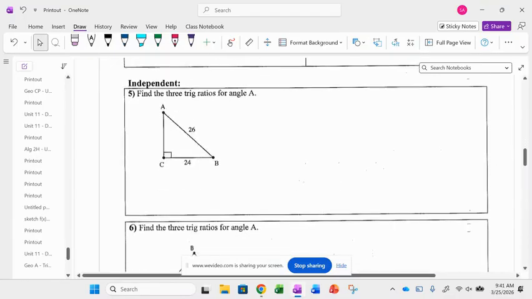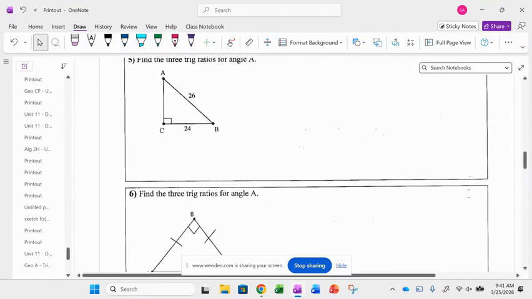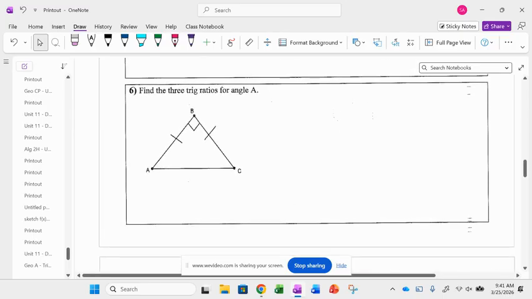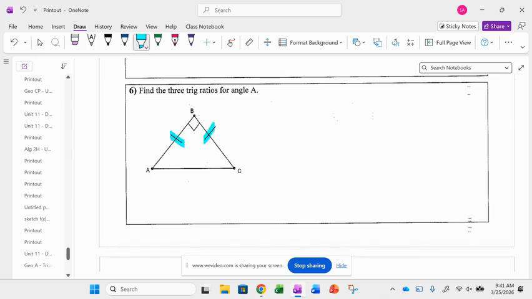Okay, we're going to skip number 4. Let's keep going. We're going to skip number 5. Let's go on to number 6. Now this one's a little bit sneaky. It says find the 3 trig ratios for angle A. The problem is, do I have any sides even labeled, like with numbers, like 3, 4, 5, or 6, 8, 10? Nothing's labeled. But we do have to remember, I marked here that two sides are congruent. And we learned way back when, if we have a triangle with two sides congruent, what else? The base angles are congruent.